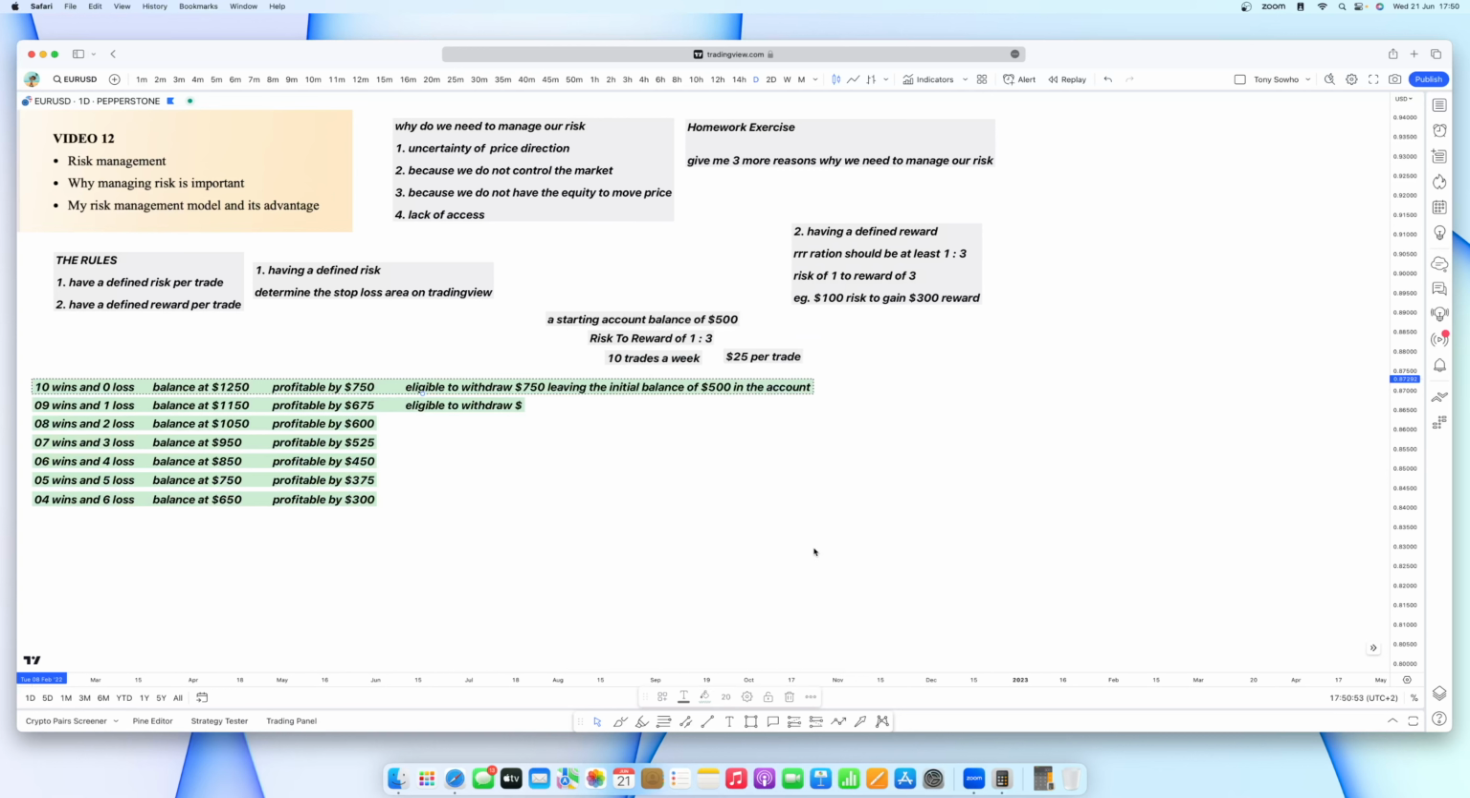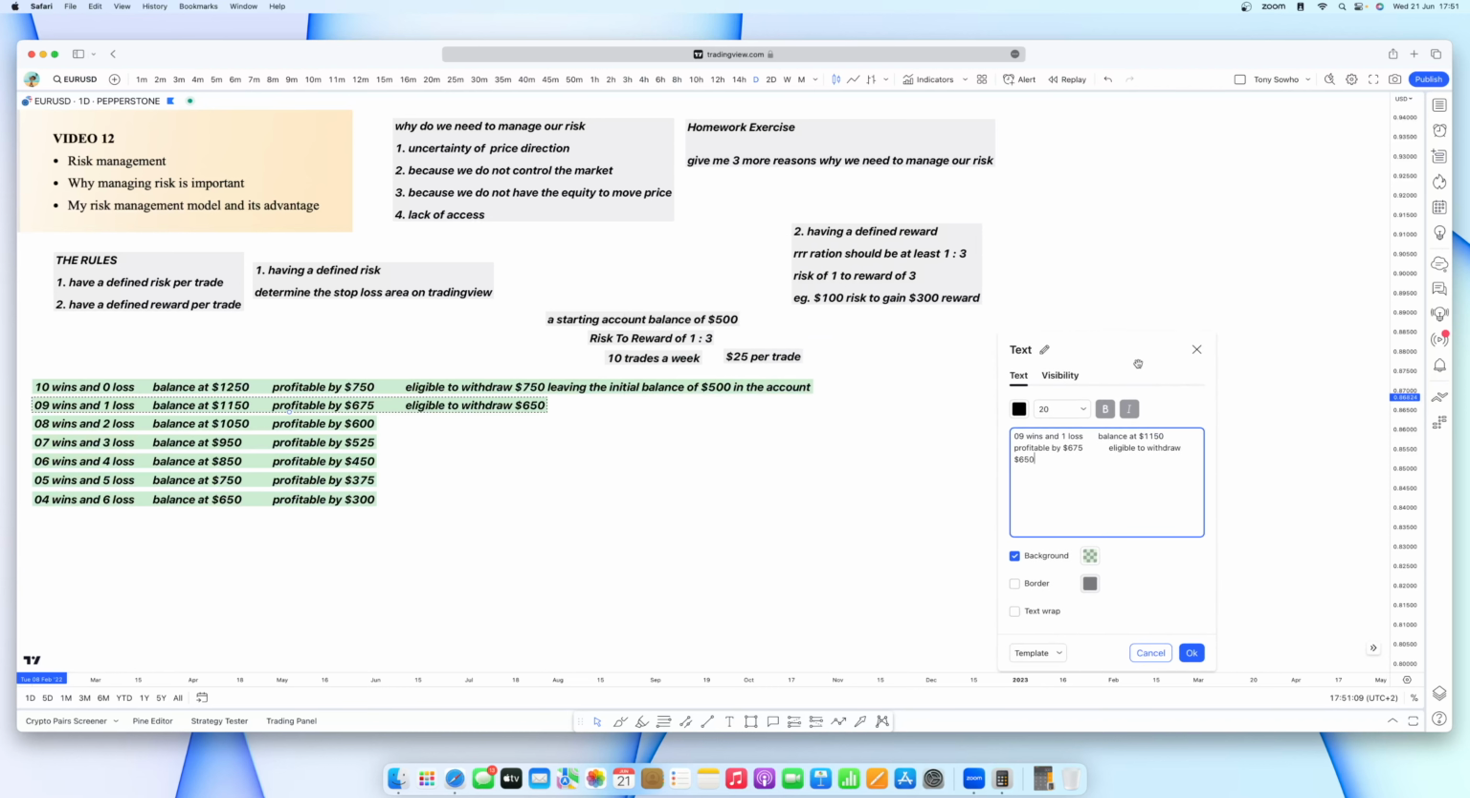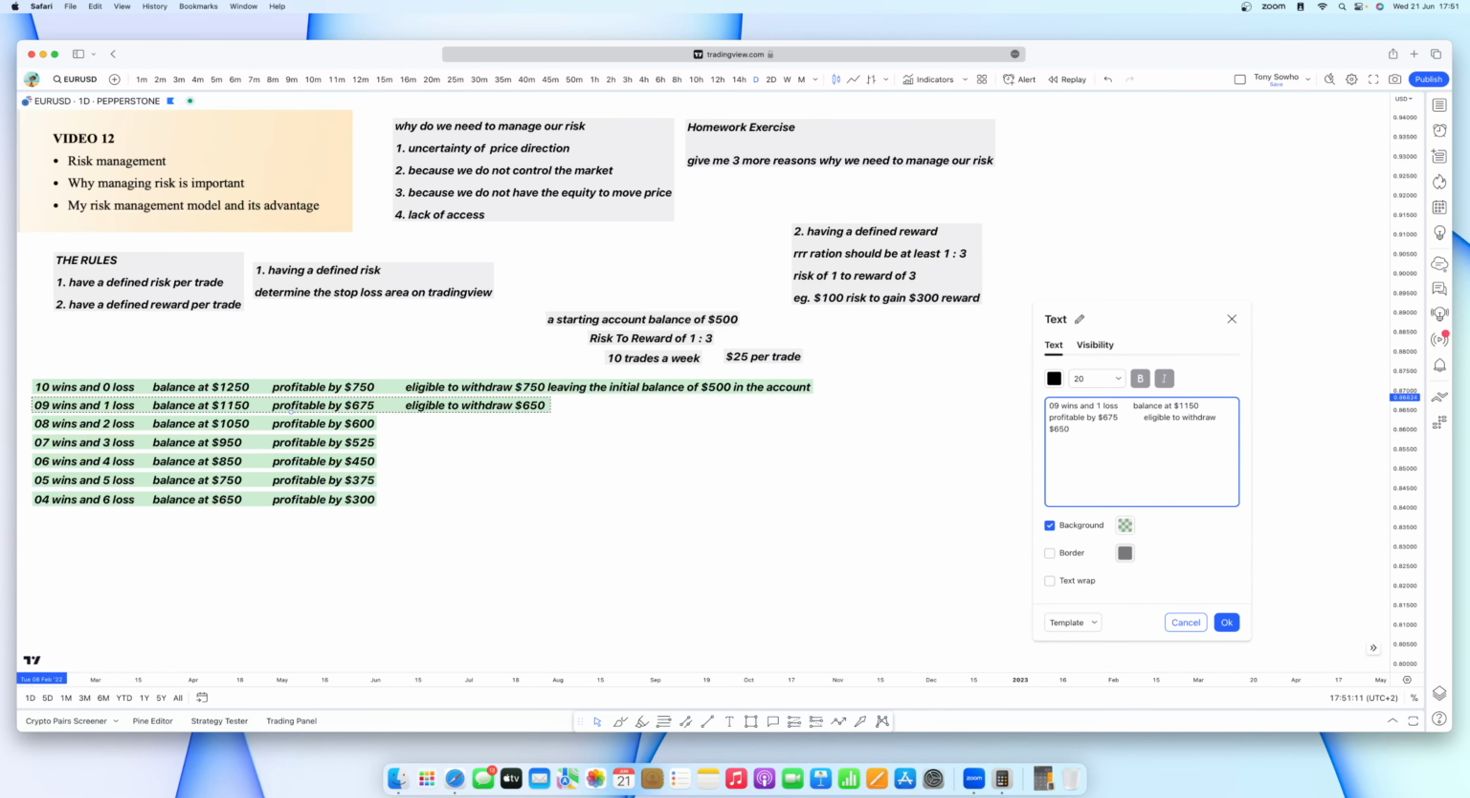Exactly. $750, leaving the initial balance of 500 in the account. Yes. And then for 9 wins, you should be eligible to withdraw $650. Again, leaving the initial balance of 500 in the account. That's it.